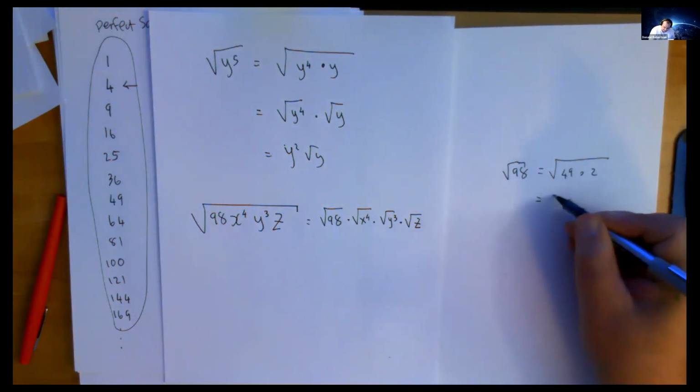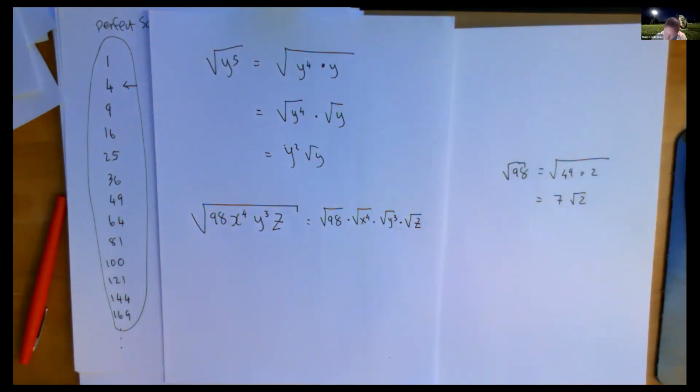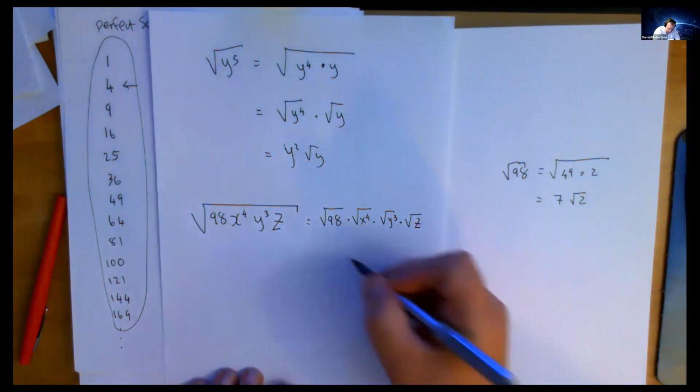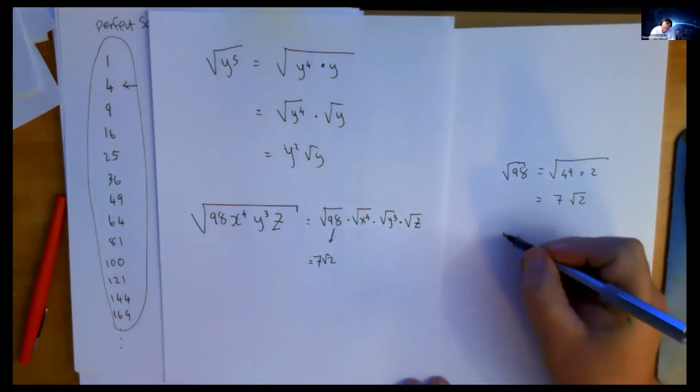And if I can skip a little line here, won't that eventually get you 7 root 2? You know, once you get used to it, you don't have to write every line, right? So this guy here is 7 root 2. That's good. Okay, next fella.